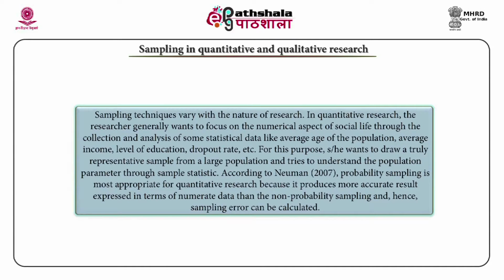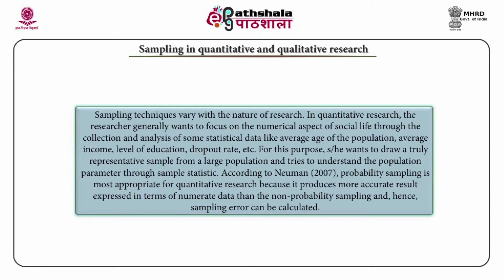In quantitative research, the researcher generally focuses on the numerical aspect of social life through the collection and analysis of some statistical data like average age of the population, average income, level of education, dropout, etc. For this purpose, he or she wants to draw a truly representative sample from a large population and tries to understand the population parameter through sample statistics. So, probability sampling is the most appropriate for quantitative research because it produces more accurate results expressed in terms of numeric data than non-probability sampling, and hence sampling error can be calculated.